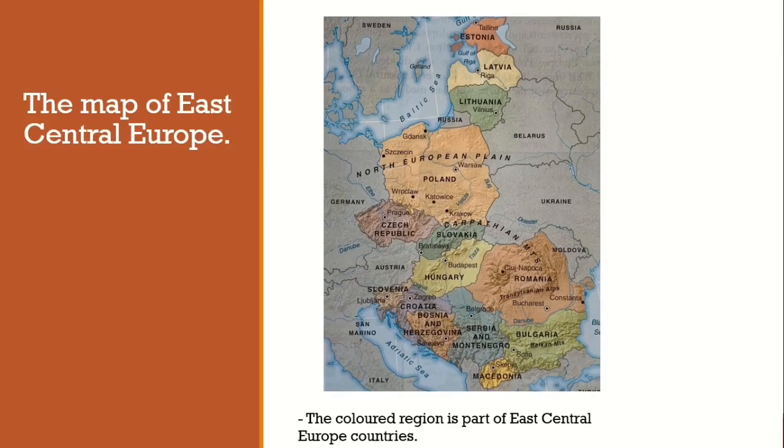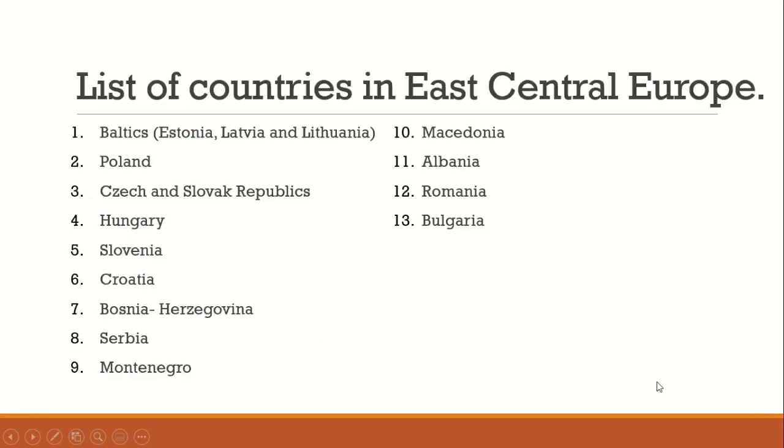Hello, I will now explain about East Central Europe. So first, we're going to look at the map of East Central Europe. So this is the map of East Central Europe. The list of the countries in East Central Europe consists of the Baltics, which are the states of Estonia, Latvia, and Lithuania. And then we have Poland, the Czech and Slovak Republics, Hungary, Slovenia, Croatia, Bosnia Herzegovina, Serbia, Montenegro, Macedonia, Albania, Romania, and Bulgaria. So remember there are 13 countries in East Central Europe.